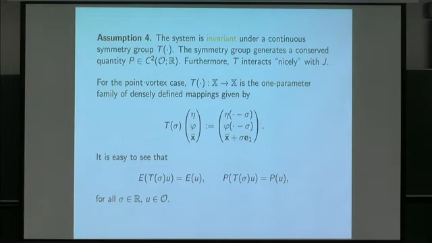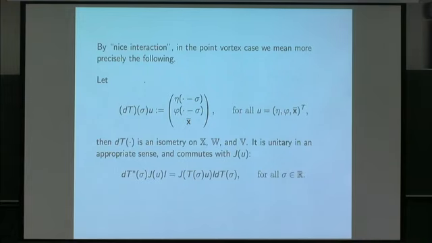So for our case, what is the symmetry group? It's just translation, so you just move everything to the right. There's a little bit of annoyance because these guys behave differently, because of the composition, okay, that's the headache specific to this problem. And it's easy to see that the energy and the momentum are conserved, or invariant, under this translation. So what does it mean by nice interaction between J and T? Well, dT, it's not the derivative, but it's something related to it, is this kind of affine mapping. And it's an isometry on any of the spaces we're working with. It's unitary in an appropriate sense that I won't specify, and it commutes with J of u in the following sense.